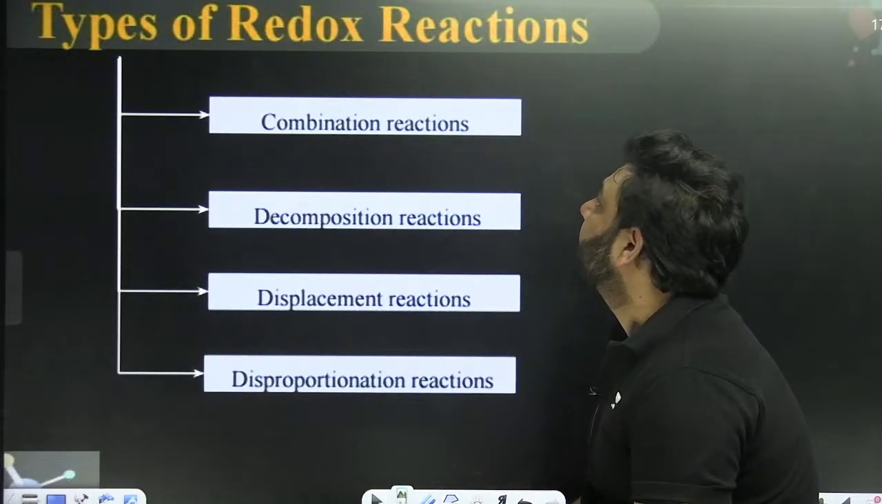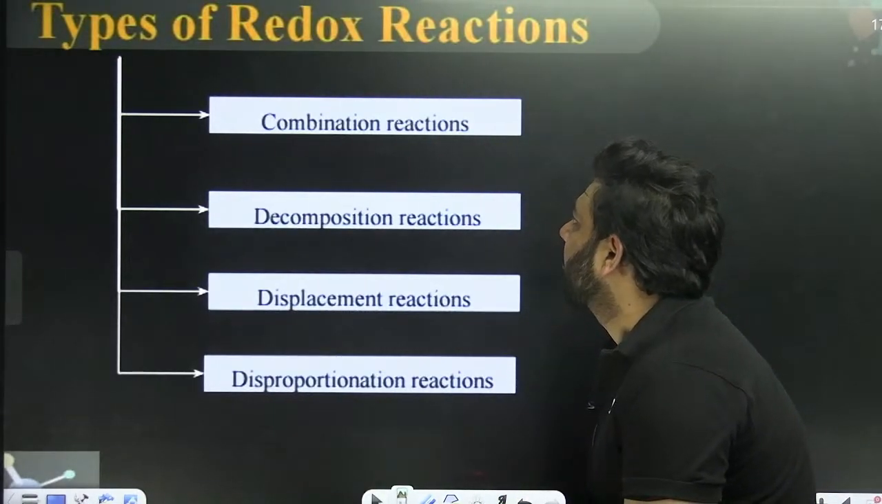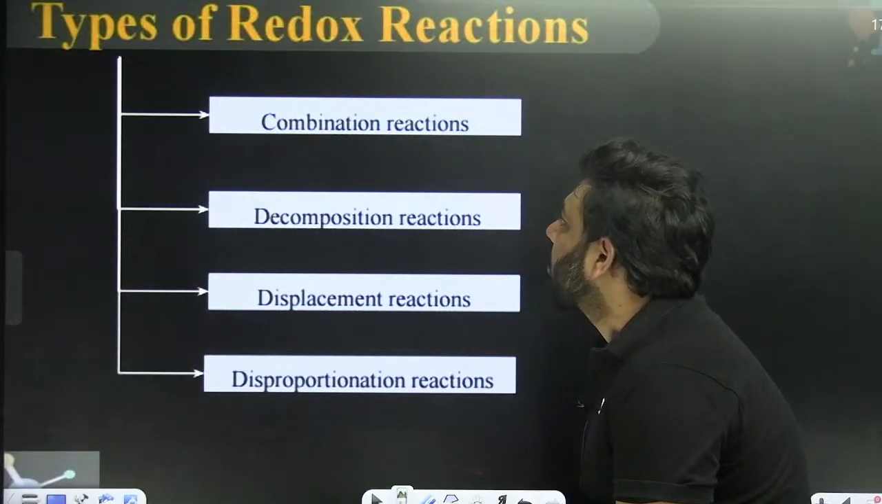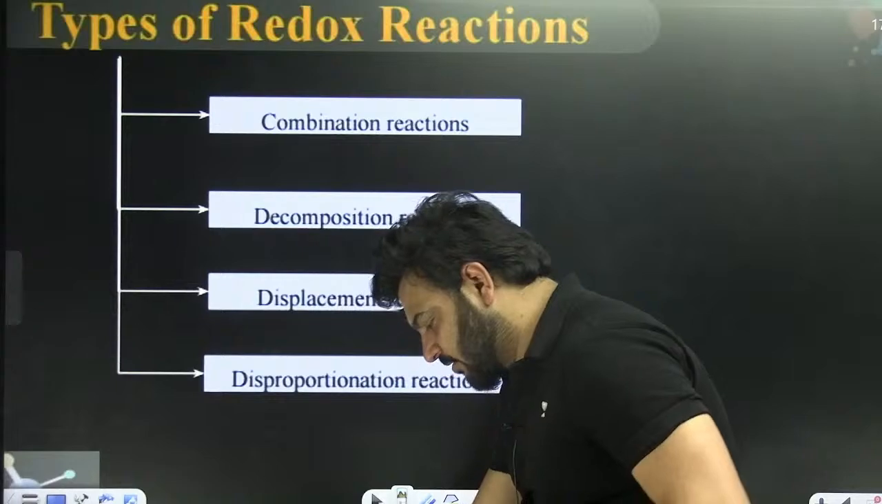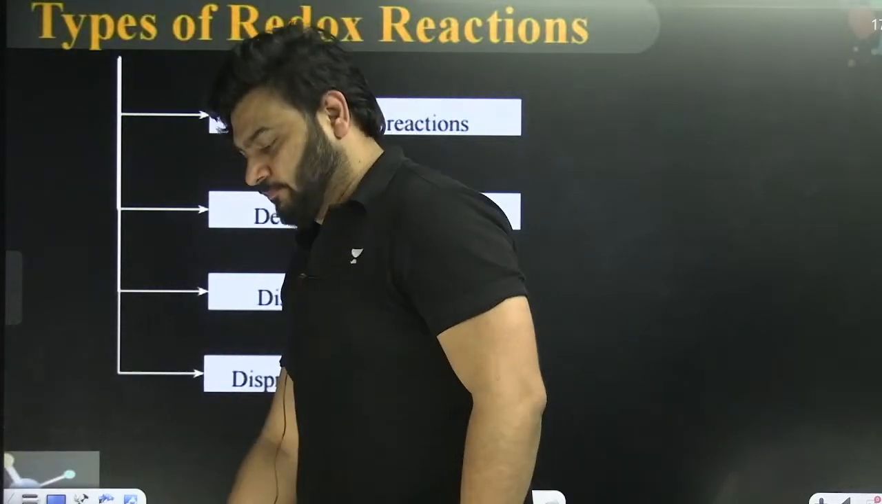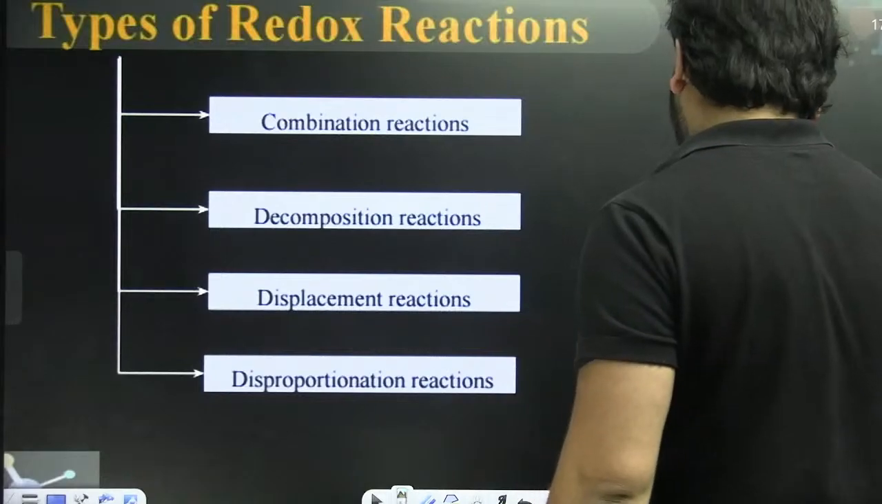Next topic is types of redox reactions. How many types of redox reactions are there? So the very first of them is called combination reaction. Combination reaction means addition reaction. Then decomposition, displacement, disproportionation. So we have plenty of reactions here.